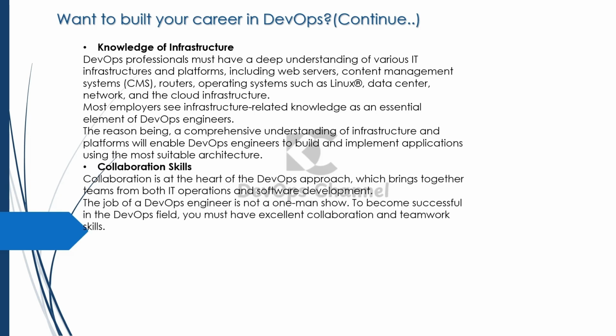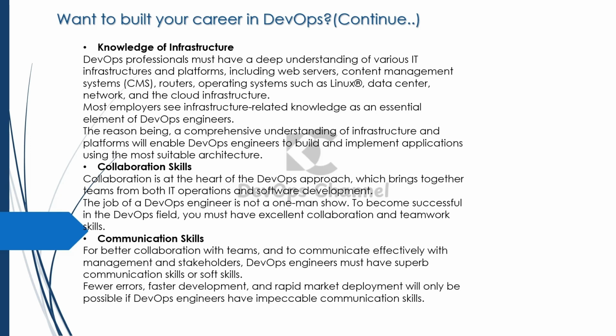Next, we should have collaboration skills. Basically, in DevOps, both IT and software development teams work together, right? We have understood that with the help of the diagram. So there should be collaboration skills between them. Suppose something goes down, you should know how to communicate and collaborate with the other team, and how you can become successful in the DevOps field, right?